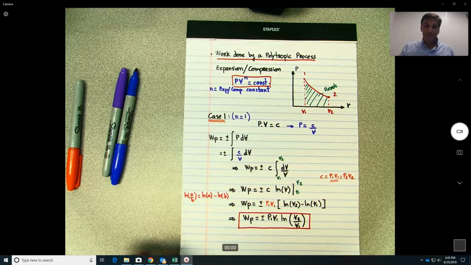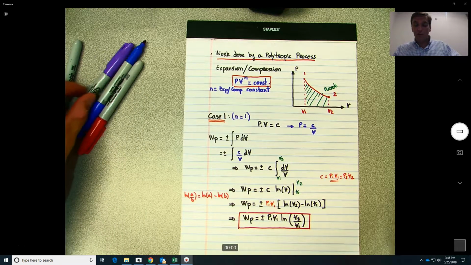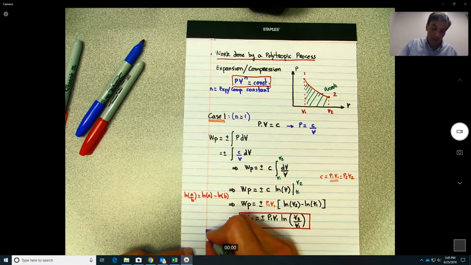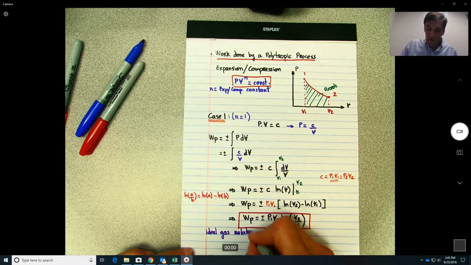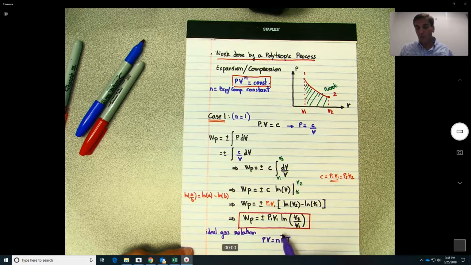Okay, so I'm now not going to write it, but I'm just going to mention that sometimes you can write the same equation using the ideal gas relation, PV equal nRT. So you will see this will be equal to nRT1, and you can leave this as V2 over V1, or you can write it as a function of the temperature and the pressure.